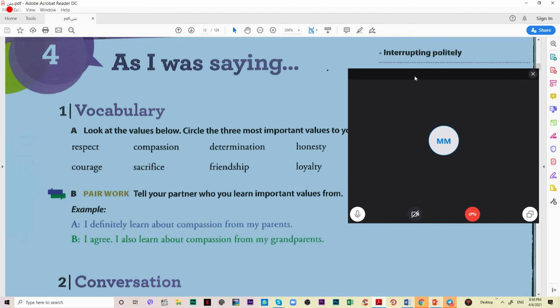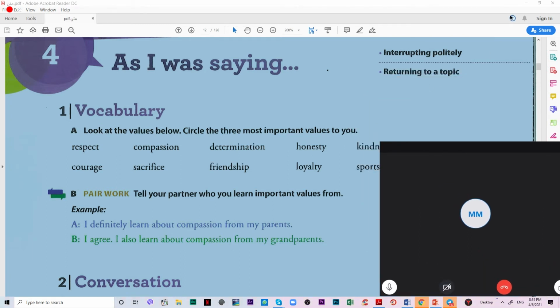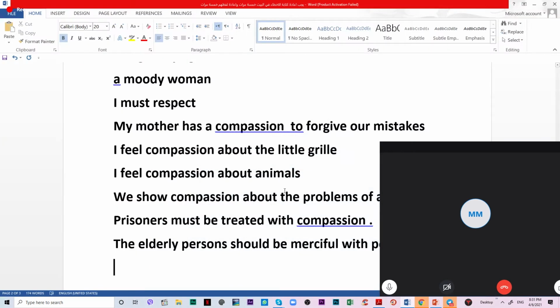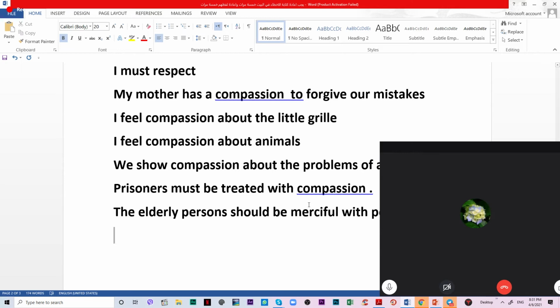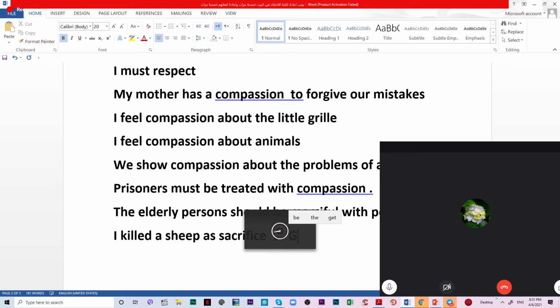We have sacrifice. Sacrifice means تضحية. Who can give me an example about sacrifice, تضحية? Yes, come on. I killed a sheep as a sacrifice. Yes, as a sacrifice, كتضحية, to God. Okay, thank you. Who is next?